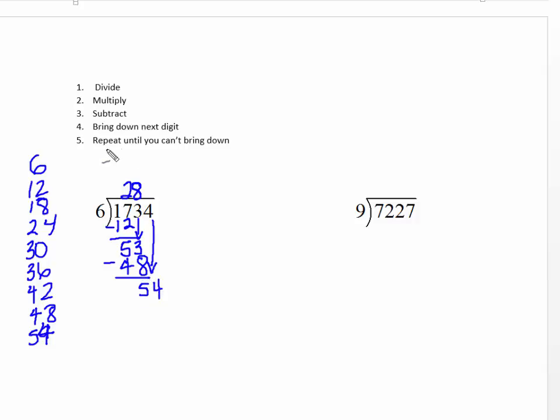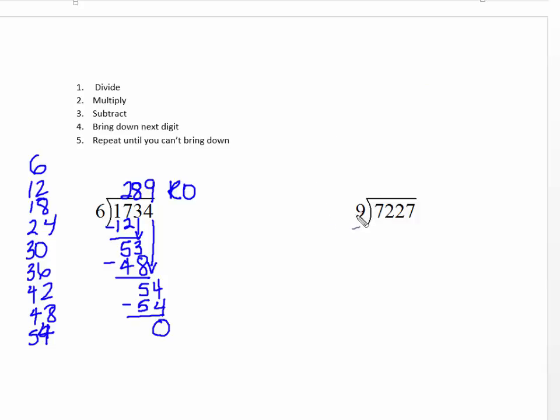Okay, then we brought a number down, so I'm going to repeat again. Divide, 6 goes into 54 9 times. 9 times 6 is 54. That's the multiply, step 2. Then step 3 says subtract. And then I can't bring the next number down, so I'm done. So this is going to be a remainder of 0, whatever number happens to be down here.